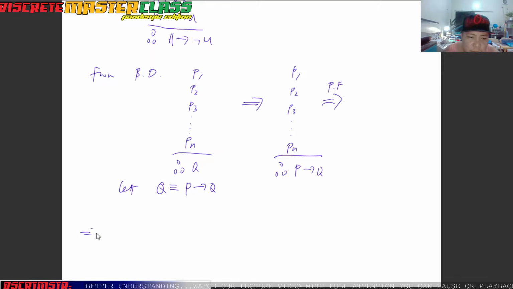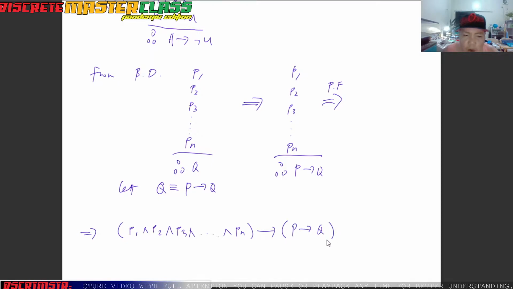Now, by converting your argument form to propositional form, tinuro ko sa inyo yan, dito yung kasunod. We have P1 and P2 and P3 and up to the last premise which is Pn, implies the conclusion, but the conclusion is P implies Q. So that's how to convert that argument form to propositional form.